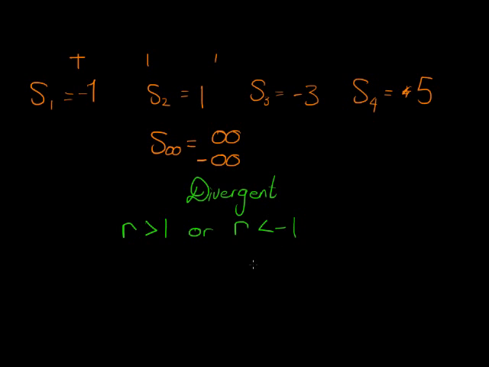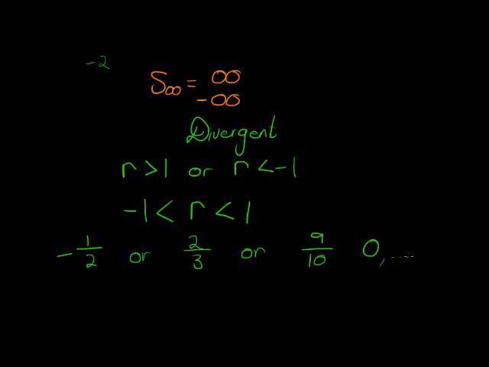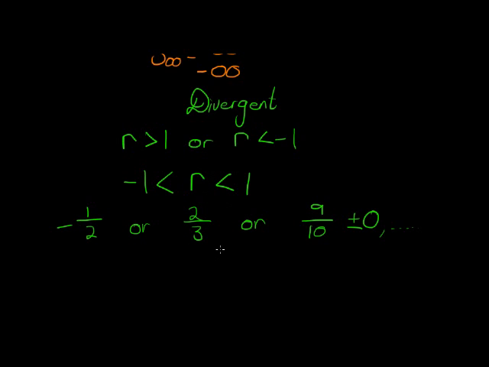Okay, so we've now looked at r being greater than 1 or r being less than negative 1. Here, for example, it was negative 2, which is less than negative 1. What happens if r is less than 1 and greater than negative 1? Examples of this are negative 1/2 or 2 over 3 or any fraction where the numerator is smaller than the denominator, like 9 over 10, or 0 comma something, positive or negative. These will all be examples of constant ratios that are less than 1 in absolute value.